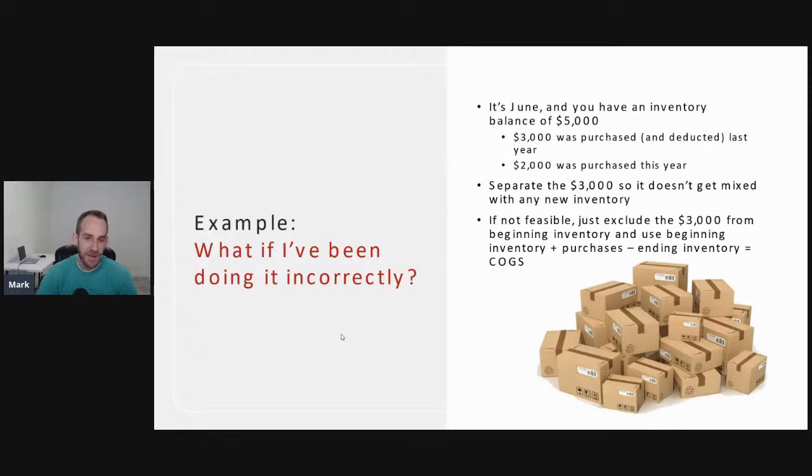So if doing all that separation and tracking isn't feasible, just exclude the 3,000 from your beginning inventory and use beginning inventory plus purchases minus ending inventory equals your cost of goods sold. So you would actually just show a beginning inventory of 0.